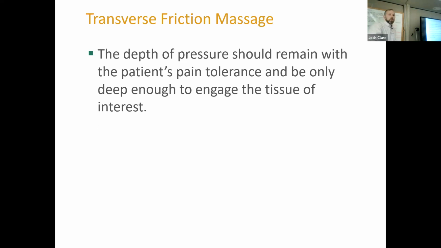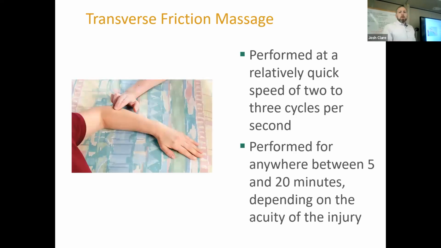The depth of pressure should remain within the patient's pain tolerance, only deep enough to engage the tissue of interest and not beyond it. So relatively quick speed, 2 to 3 cycles per second, performed anywhere between 5 and 20 minutes, depending on the acuity of the injury. And really, we should start noticing some improved mobility of those tissues.